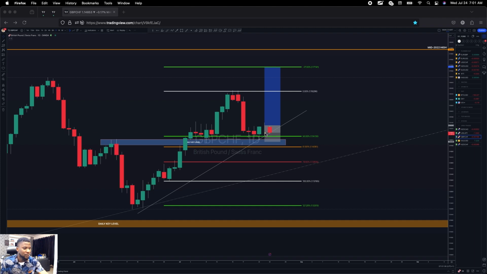Moving forward, if the market decides to move in my direction, we're going to see the market touch maybe the mid-2022 high. Or maybe we're going to get caught out, and the market will range a bit and then break out, pull back, and I will take the buy again.